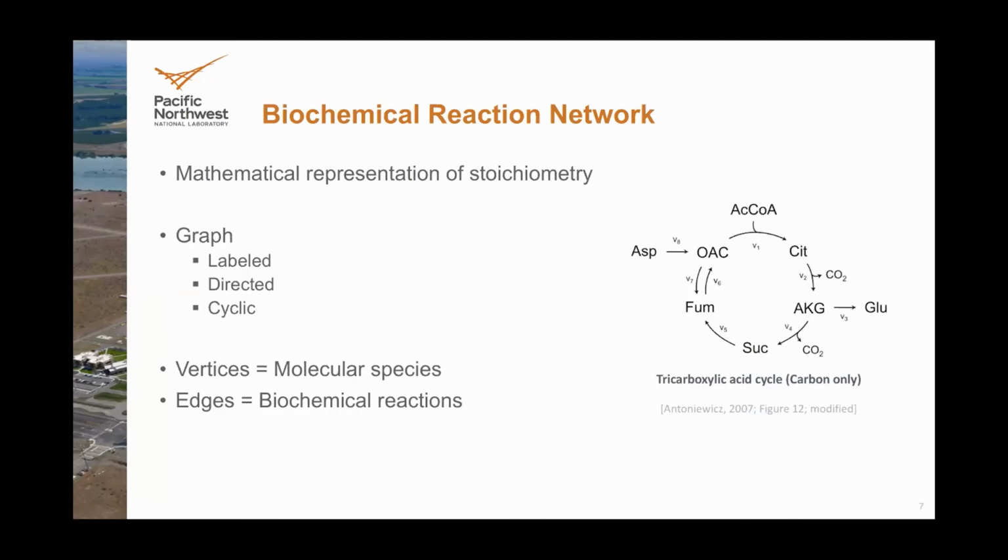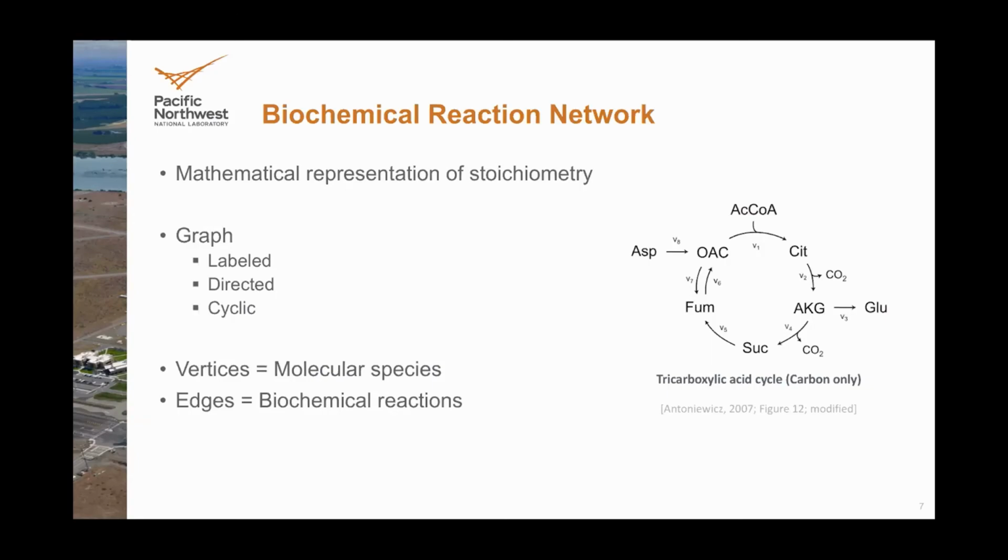The reason that I'm using this example is you can go to the paper and follow through all of the math that I'm going to allude to in the rest of the talk. So what is a biochemical reaction network from the perspective of a computer scientist? It's a graph. It's a labeled graph. So the edges, which correspond to reactions, and the vertices, which correspond to the molecular species, are labeled with information, in this case, the names or the identities. Edges are directed, and the graph as a whole is cyclic.